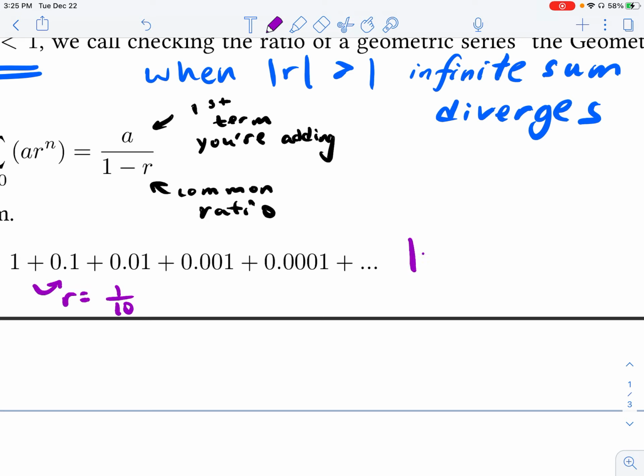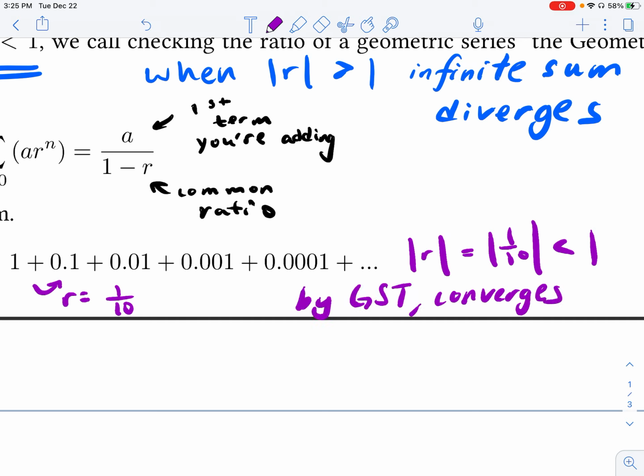So we can say the absolute value of r is equal to the absolute value of 1/10. And that is indeed less than 1. So this series also converges by GST. So since we know this series converges by GST, let's find the sum. The sum is going to be the first term that we're adding. In this case, it's 1, the first term that we're adding, over 1 minus r, so 1 minus 1/10, and that gives us 10 over 9.